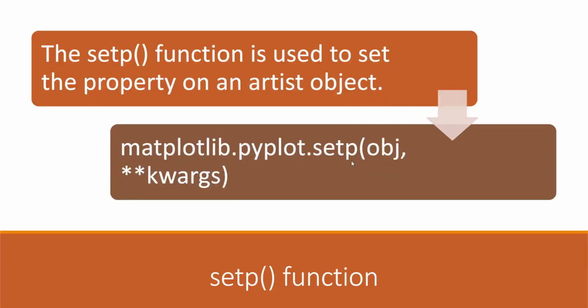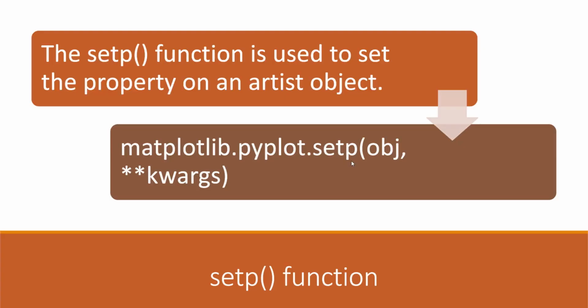In the previous module, we have learned how to add text to the figures. Now we will take it a step further and learn to customize the text property using a function. For this, we will utilize the pyplot module's setp function to modify the text property. Let's take a closer look at what this function does.